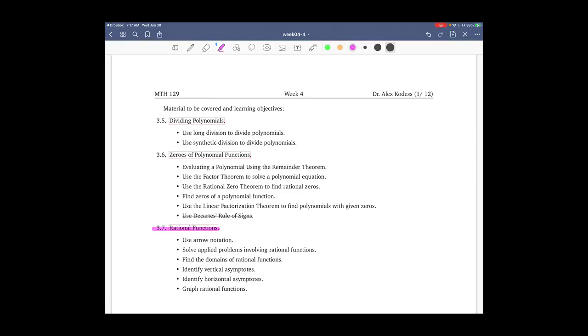Welcome to part 4 of week 4 of pre-calculus. Our topic today is rational functions.